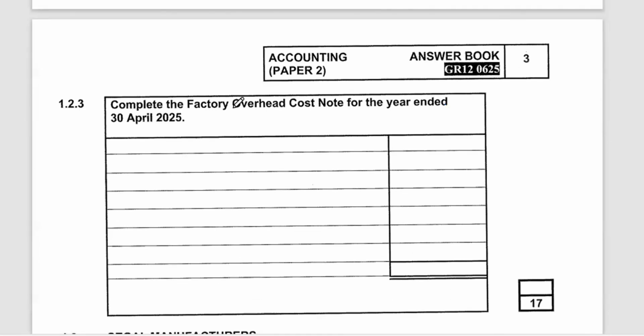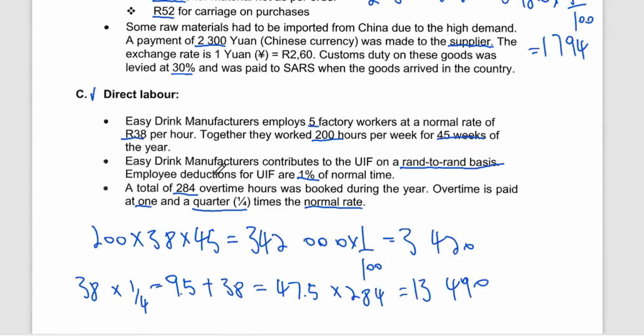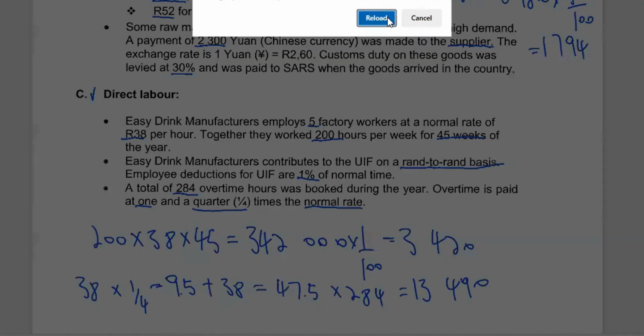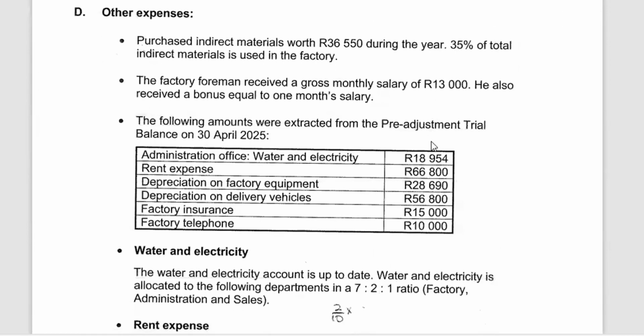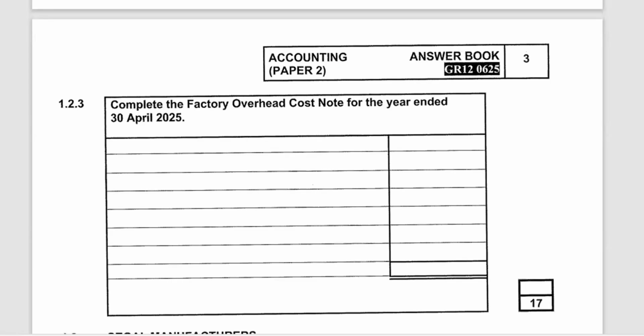So now 1.2.3, we are required to complete the factory overhead cost. So we have information D, other expenses. So purchased indirect materials were 36,550. During the year, 35% of total indirect materials is used in the factory. Okay, so now we're going to start with our indirect materials.